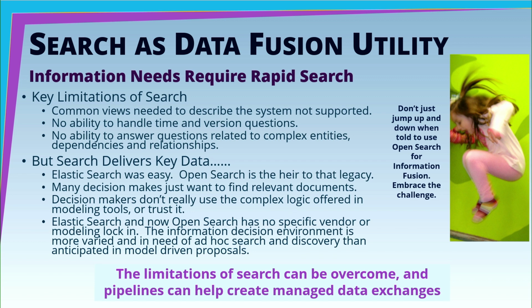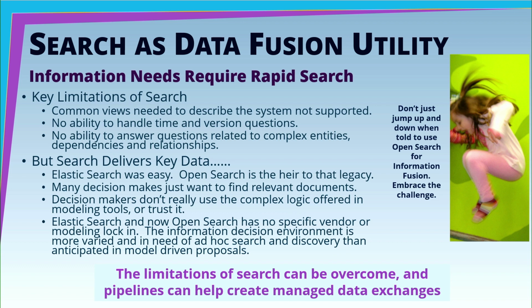And so it was very easy for me to go, well, Elasticsearch, that's for just going out and finding what's on the internet. There were limitations to search, which is you couldn't create easily common views needed to describe the system. They weren't supported. So if you need to do a system view that understands dependencies, you could build that in your architecture tool, and search wouldn't do that. You can't really handle time and version questions. You can't answer questions related to complex entities, dependencies, and relationships, or so I thought.